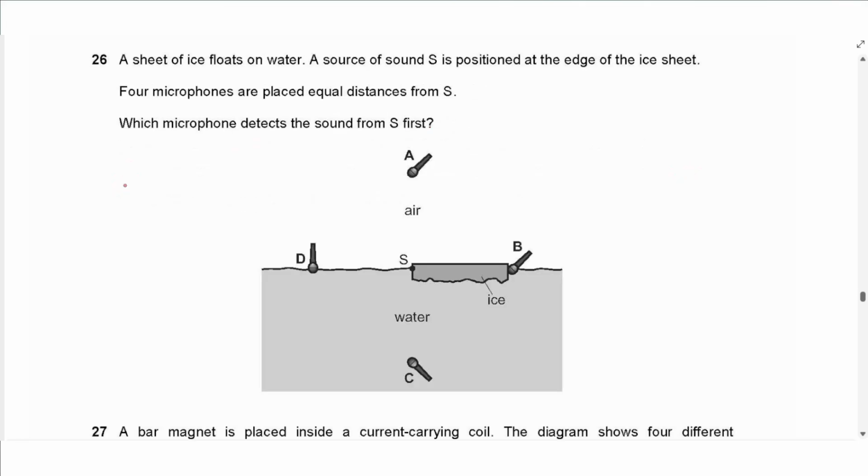Question 26 says a sheet of ice floats on water. A source of sound S is positioned at the edge of the ice sheet. 4 microphones are placed equal distances from S. Which microphone detects the sound from S first? That means moving fastest. So sound travels fastest in solids, so it would be through the ice to microphone B.